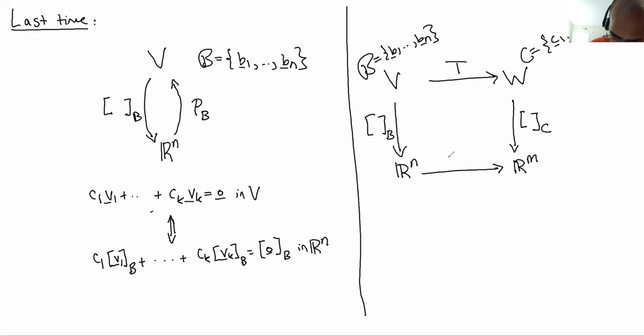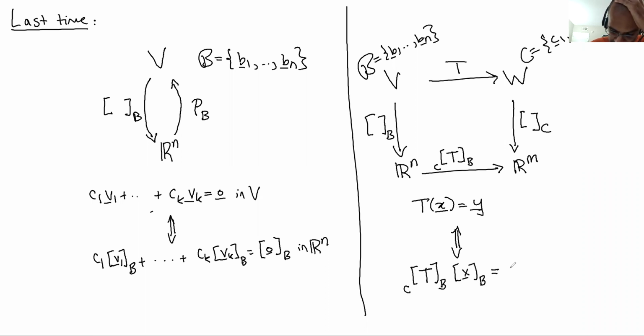And then down here, there's a matrix, which was denoted T subscript B comma C, the matrix of T relative to the bases B and C. And this is an m by n matrix. And this has the property that T of x equals y above if and only if, when you apply this matrix to the coordinate vectors, the same thing happens downstairs. And using this, we were able to translate problems and theorems in abstract vector spaces to problems and theorems in these concrete vector spaces.